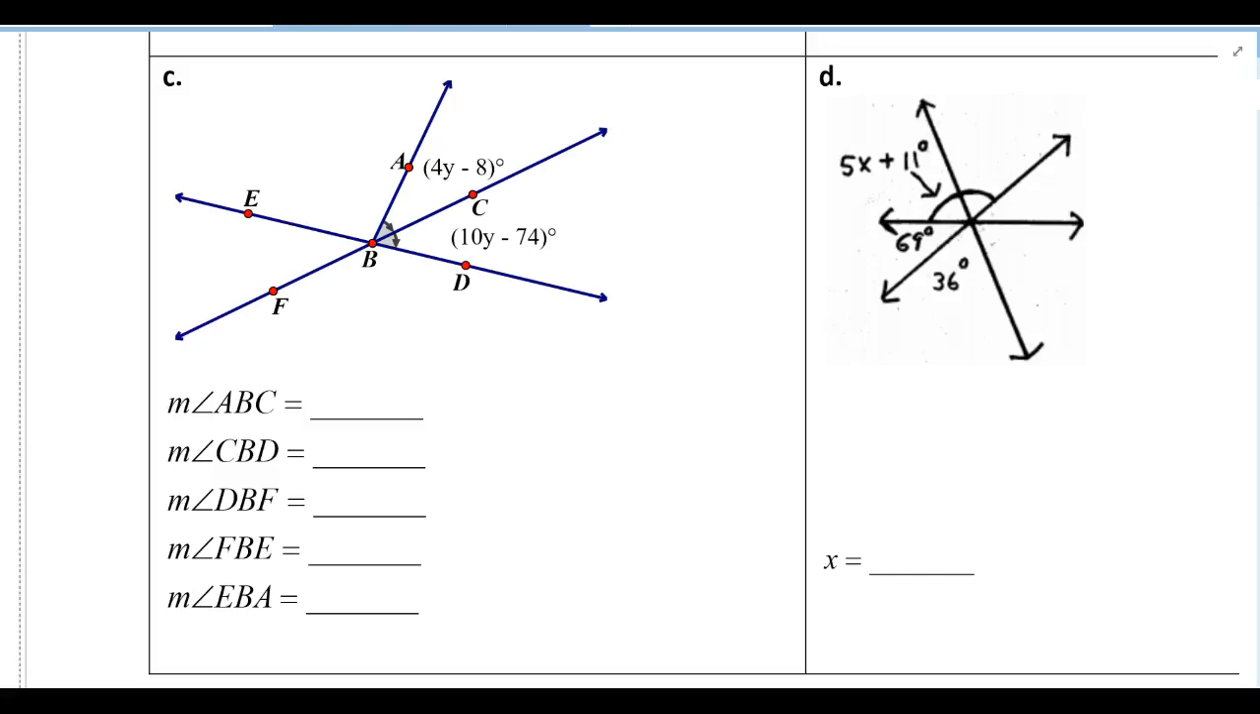This video is a continuation of section 2.5 in geometry. We're looking at some examples. This is example 2 part C.